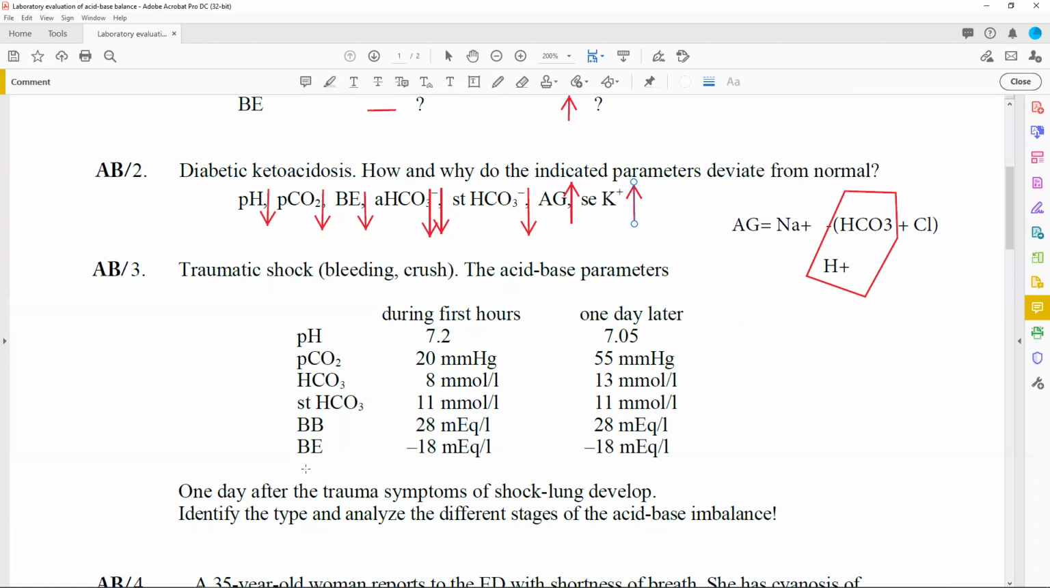So we see that during the first hours, the pH is low, so we have acidemia. Very good. We do have acidemia. Okay, good. PCO2? It's also low. Okay, so it's also low, all right. So can the changes of the PCO2 explain the acidemia?